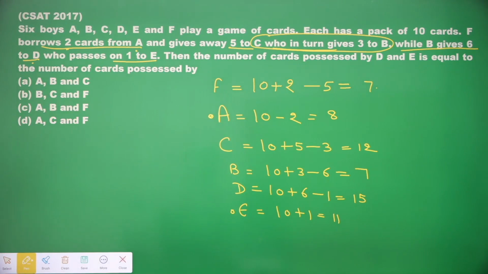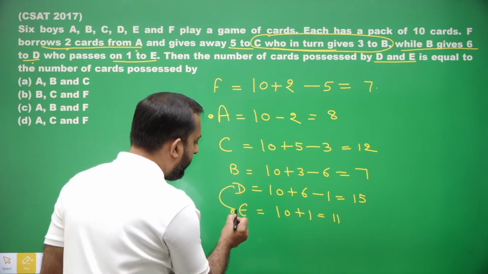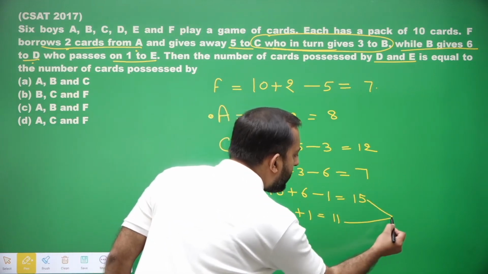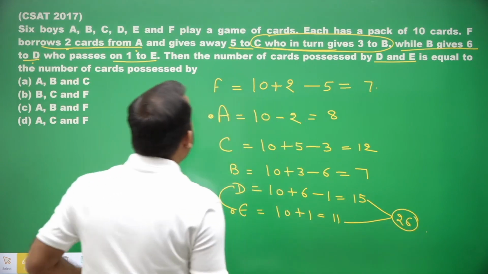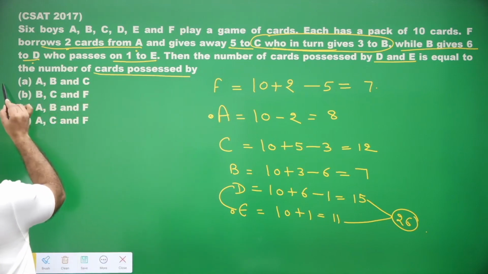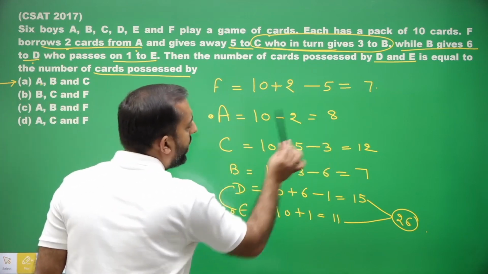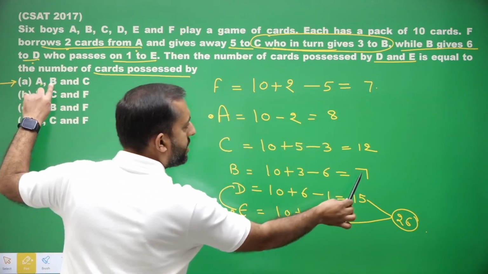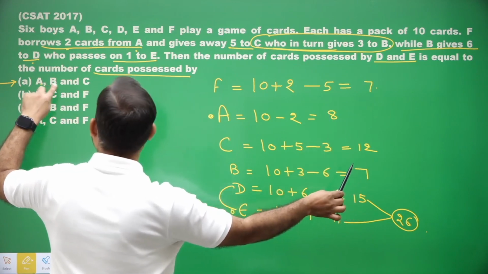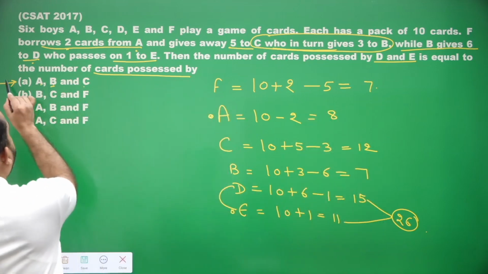Okay, number of cards with A finally is what? 8. Now the number of cards possessed by D and E, which means 15 plus 11, that is 26, is equal to number of cards possessed by which of the following options? So let's check out option A. Number of cards of A plus B plus C. Number of cards of A is 8, B is 7, 8 and 7 is 15, and C is 12. 15 and 12 is 27. 27 is not equal to 26, option A gone.